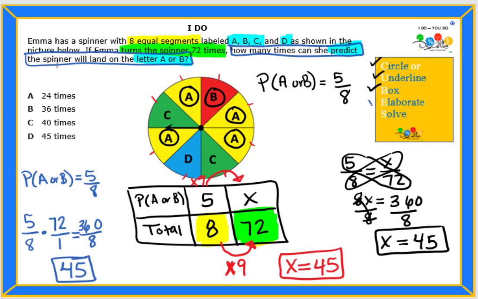We elaborated, we did multiple ways, and then we solved it and we got 45. So our correct answer is D, 45 times. To answer the question, how many times can she predict the spinner will land on the letter A or B? If she spins it 72 times, it will be 45. It's your turn.